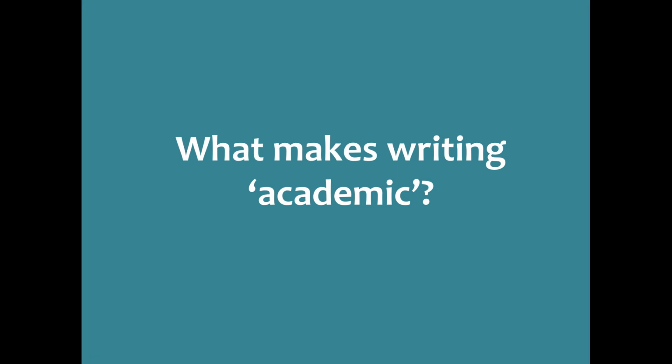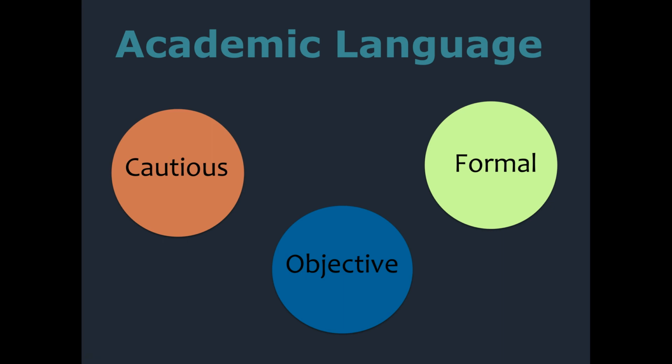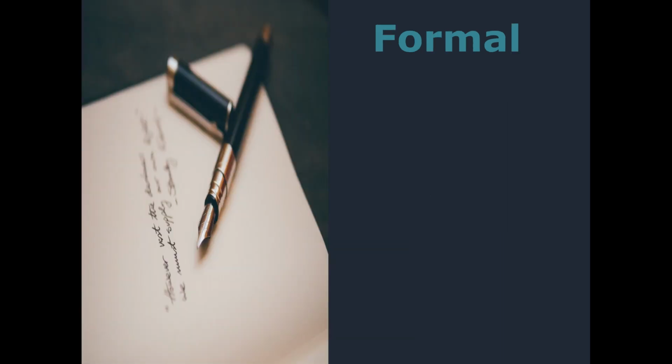Take a moment to think about what makes writing academic. Did you think of these words? Academic language is often cautious, objective, and formal. And this tutorial will cover each of these aspects of academic writing in turn. Let's start with formal.